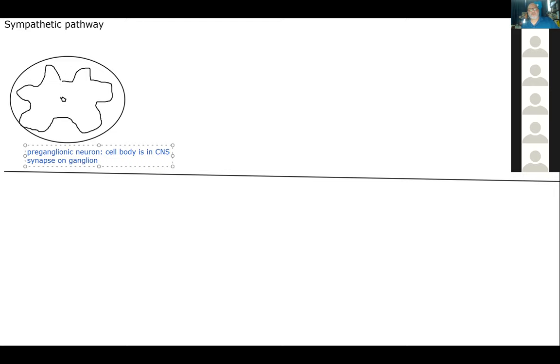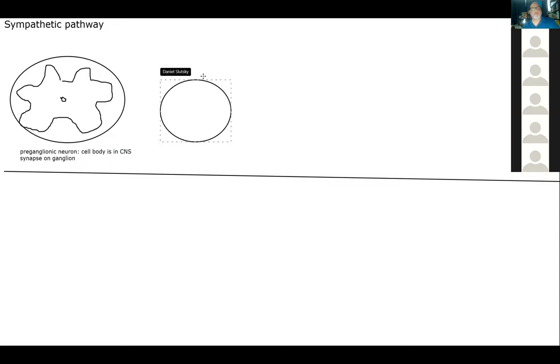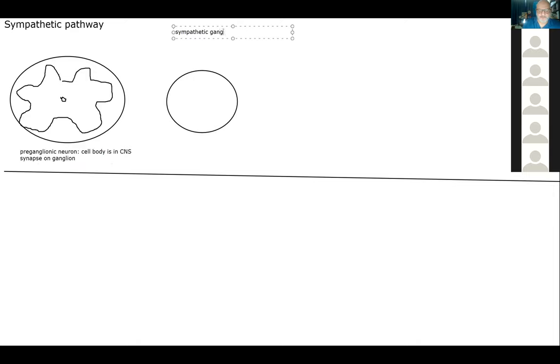But one of the big differences about our sympathetic nervous system is that our sympathetic ganglia are very close to the central nervous system. So they're very close to the central nervous system.